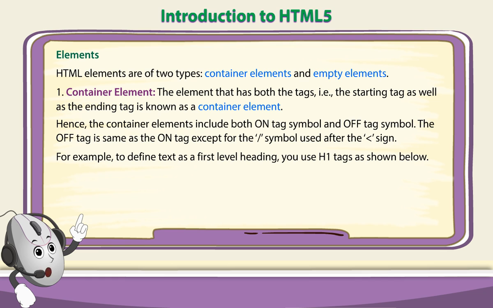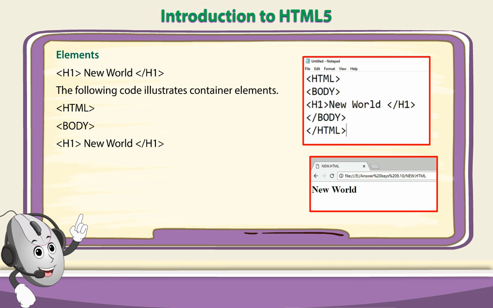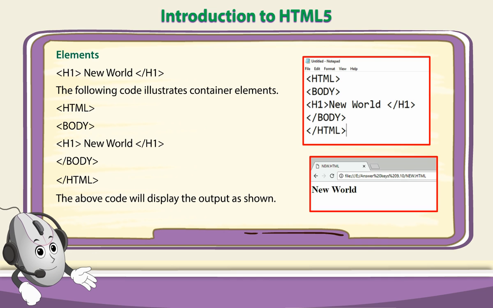For example, to define text as a first level heading, you use h1 tags as shown below. <h1>New World</h1>. The following code illustrates container elements: <HTML>, <body>, <h1>New World</h1>, </body>, </HTML>. The above code will display the output as shown.